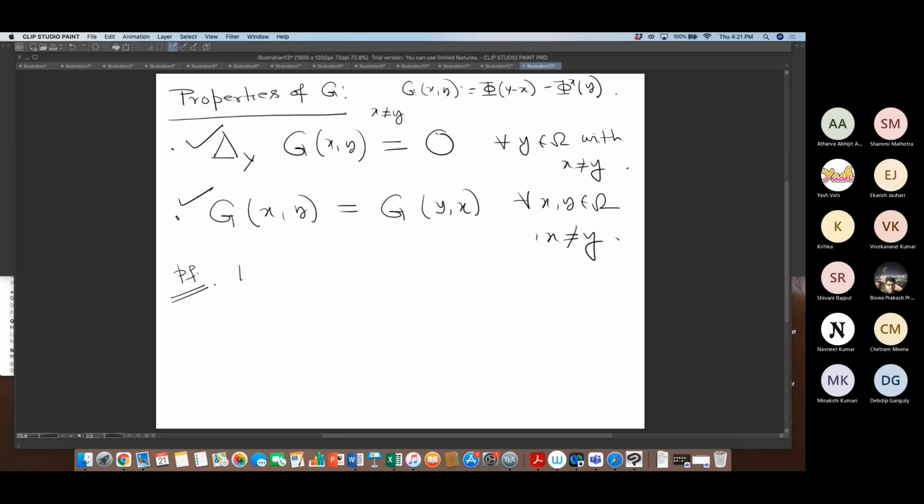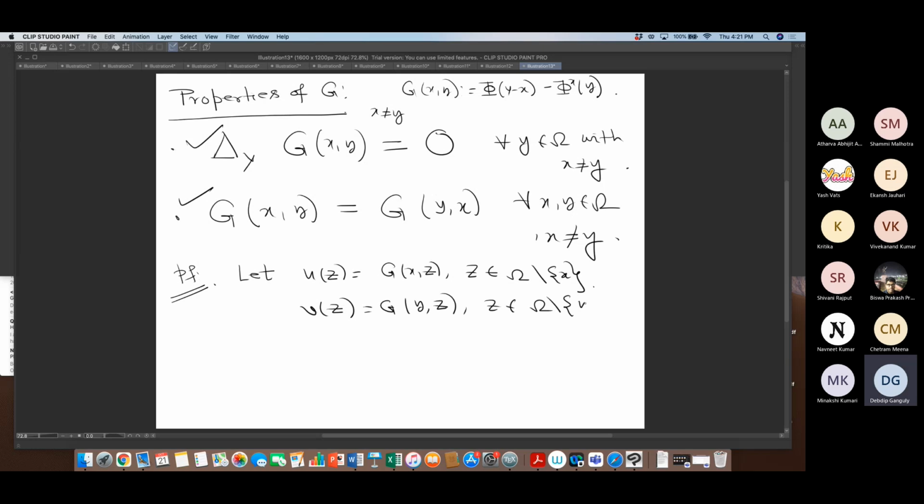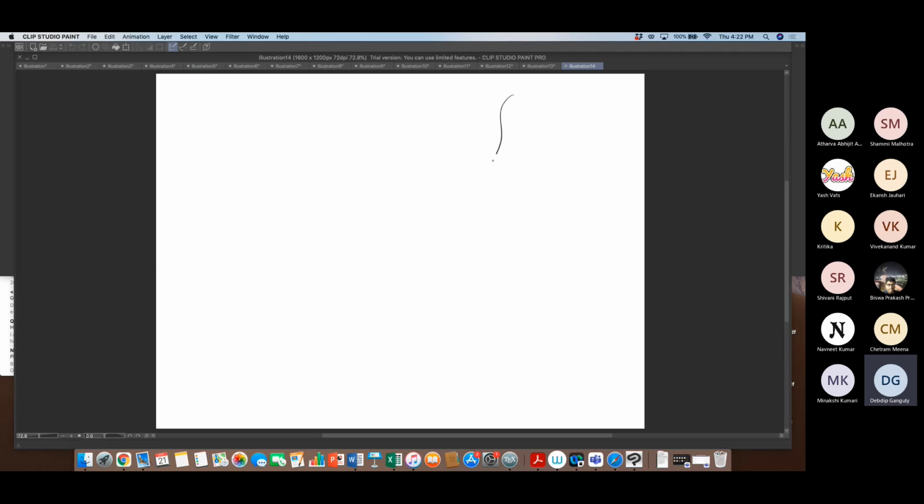Nice. Let us define u(z) as G of x,z. So this function is defined for z belonging to omega minus x, right? You define v(z) as G of y,z, defined in omega minus y. For epsilon positive, define omega epsilon as omega minus B(x,epsilon) union B(y,epsilon), same trick. So what is your domain? You have this domain, there is some x not equal to y. You take z in this domain. This is your omega star. And you know what your u(z) is, and what your v(z) is.